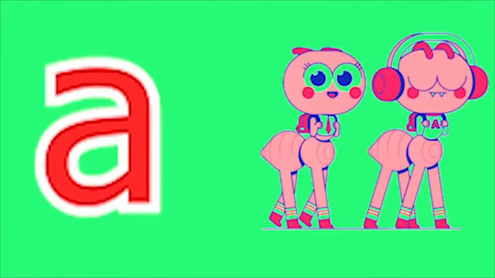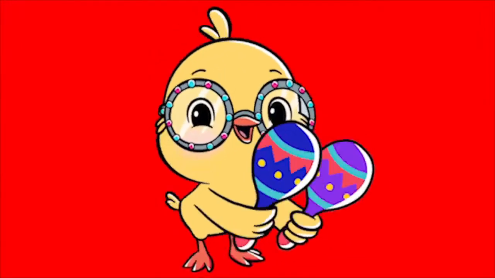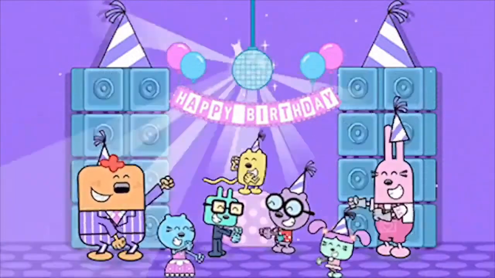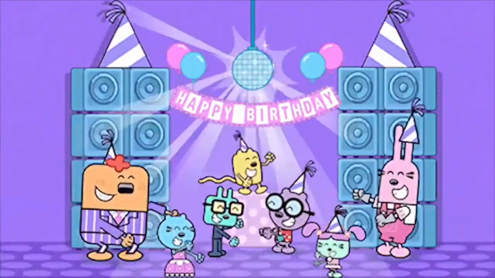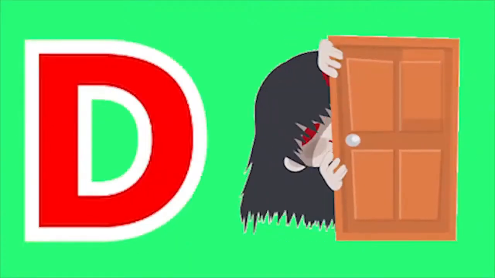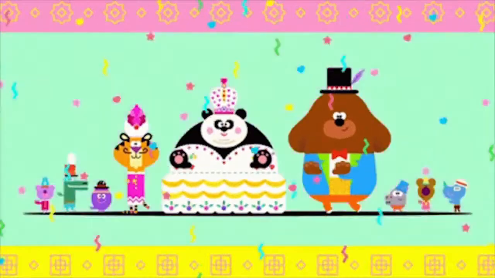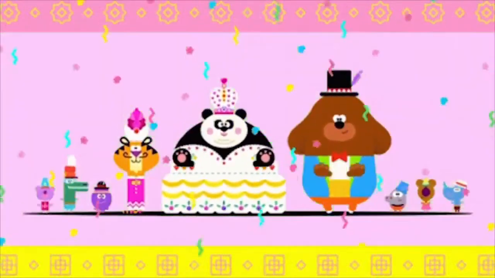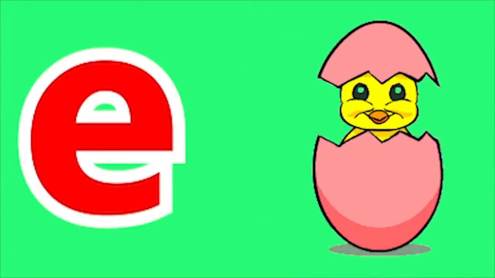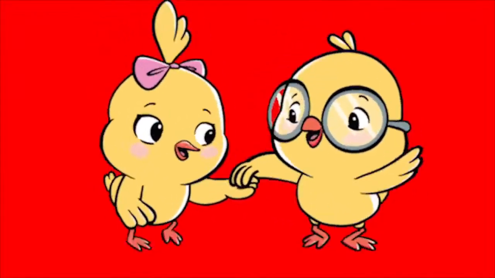A for apple, A for ant. B for boat, B for boy. Ba, ba. C for candy, C for cake. D for door, D for dog. Ka, ka, ka, da, da, da. E for eagle, E for egg. F for foot, F for fruit. A, a, a, fa, fa, fa.